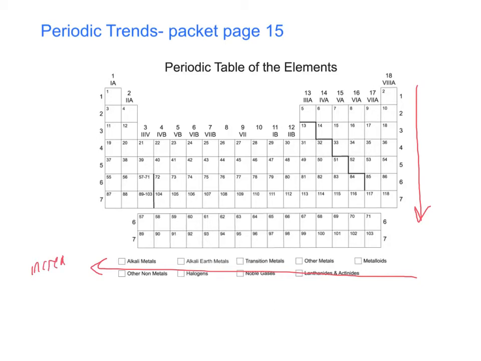The reason this happens is there's an effect called shielding. You should write this word down. Shielding is when the electrons shield or block the effect of the nucleus on the other electrons. So that's why they would grow larger as you move down and across, because there are more electrons as you move down and across, so the ability of the nucleus to hold on to those outermost electrons becomes weaker.